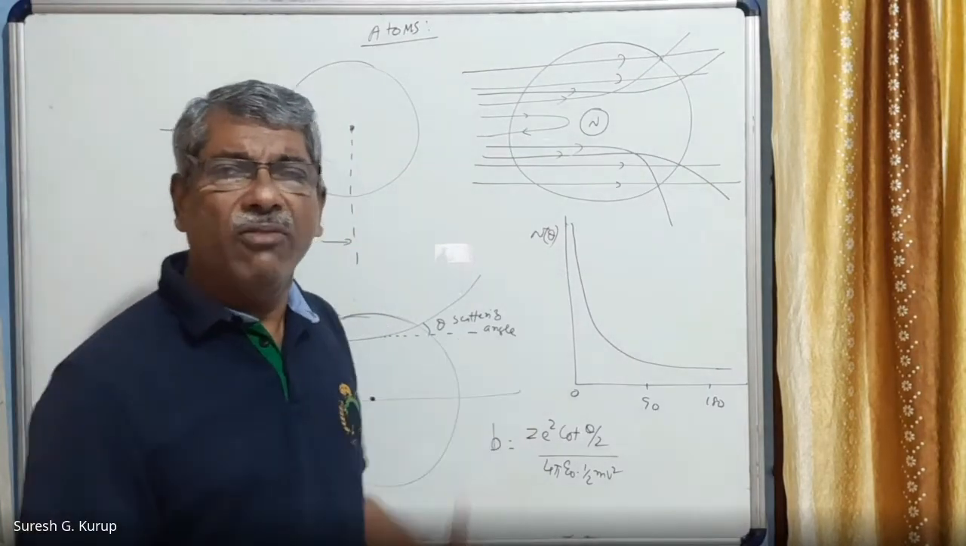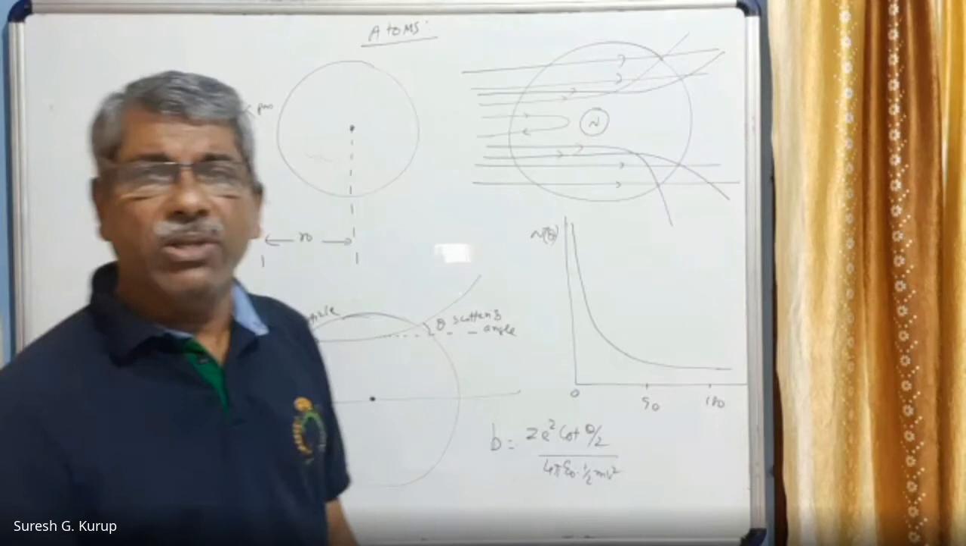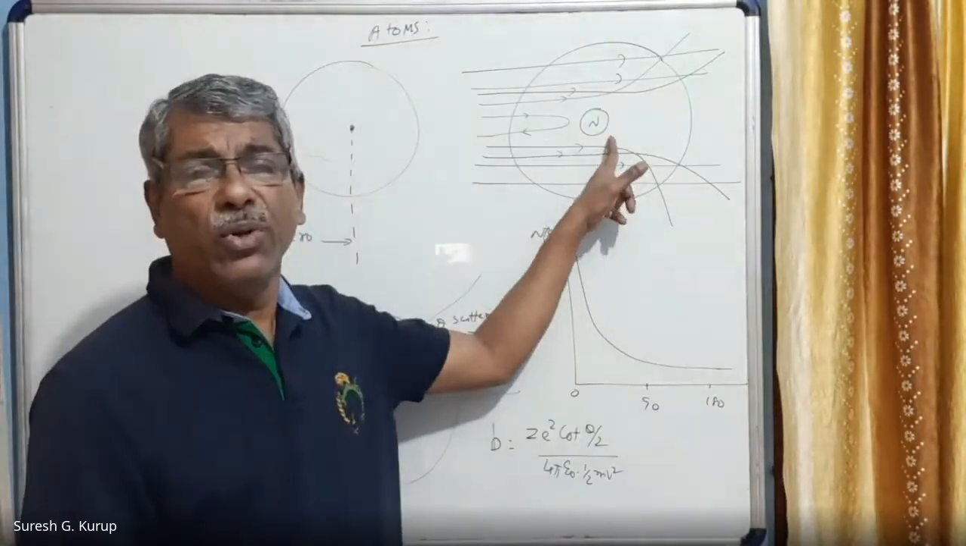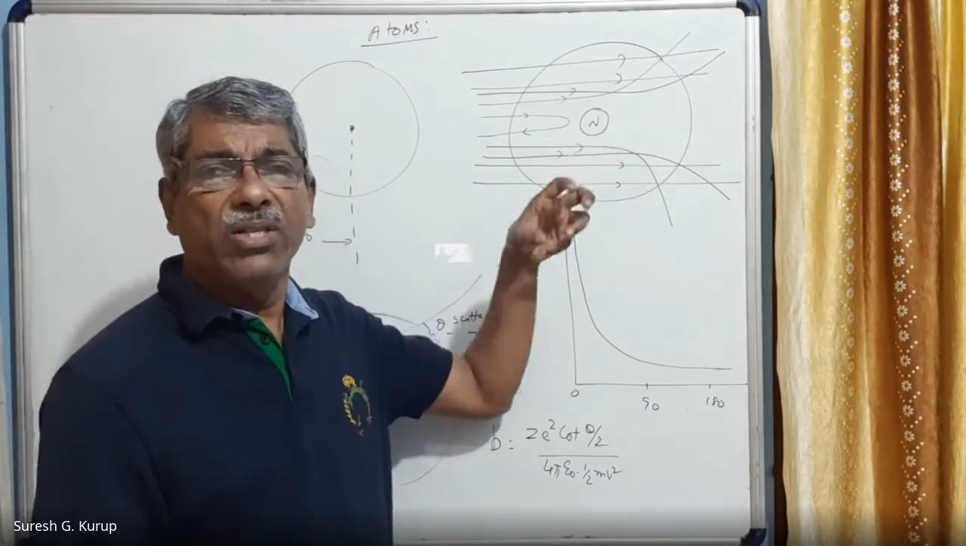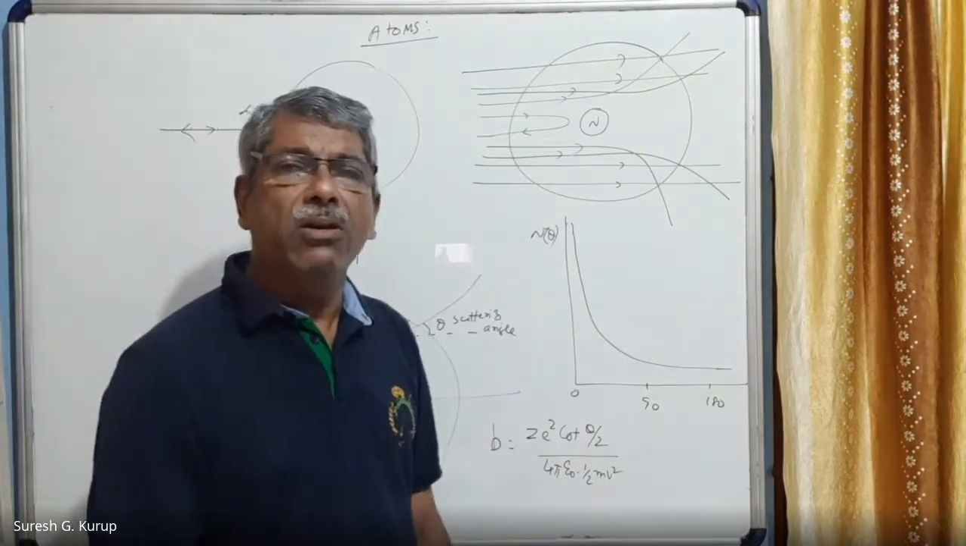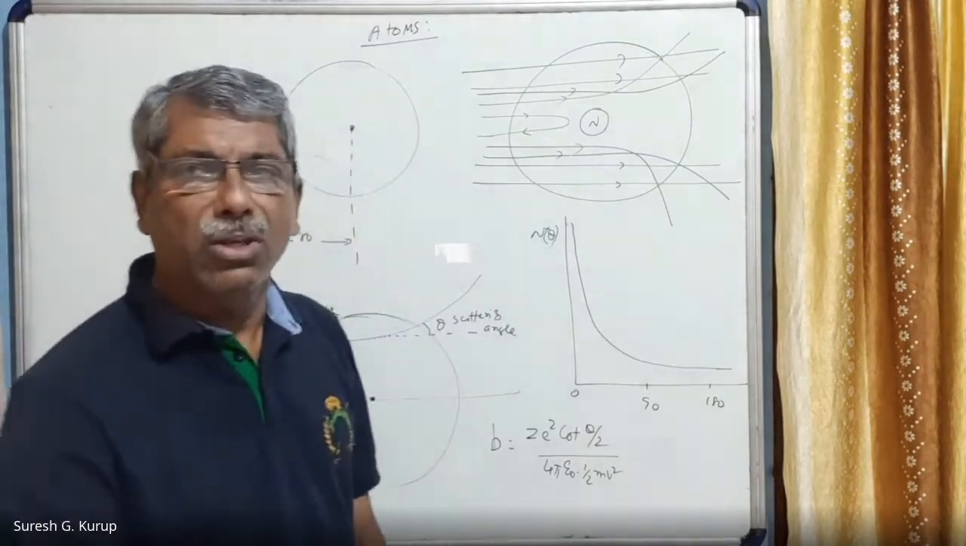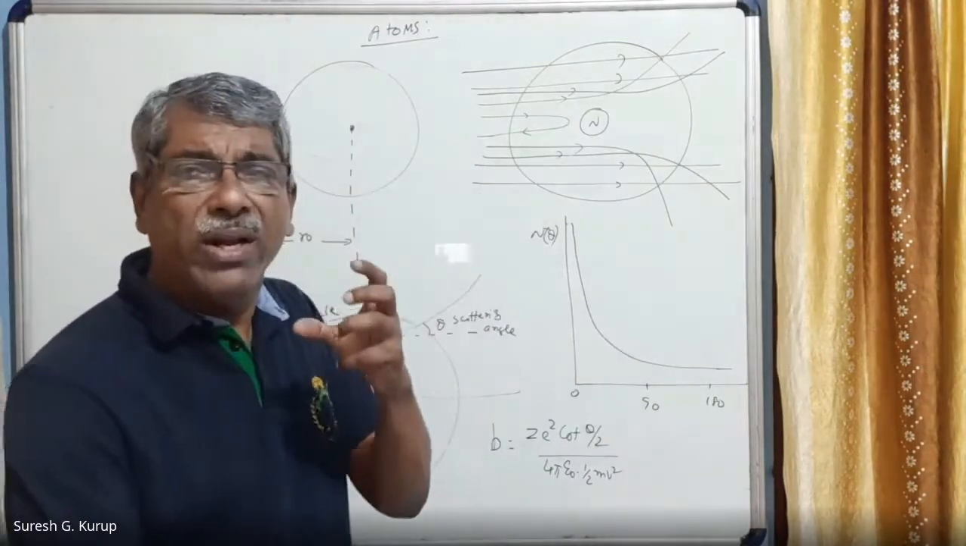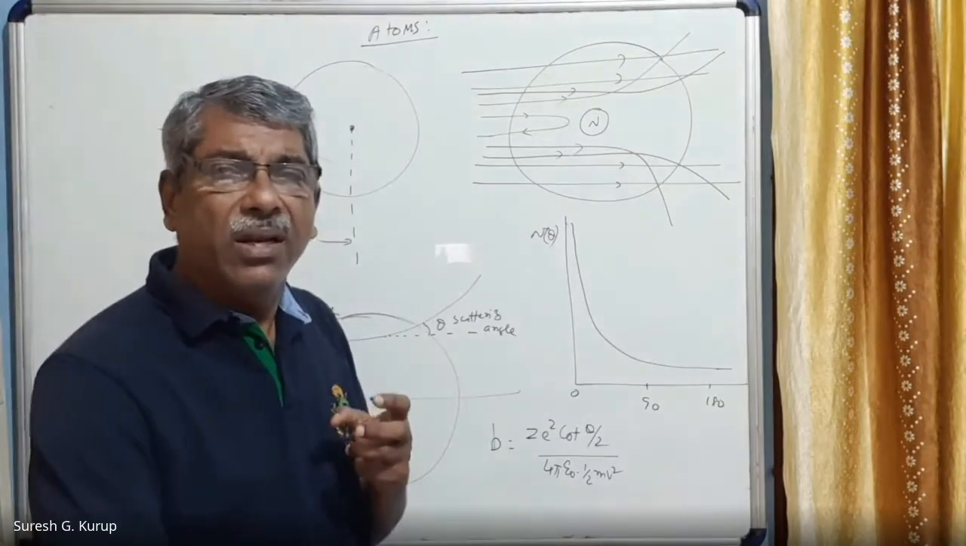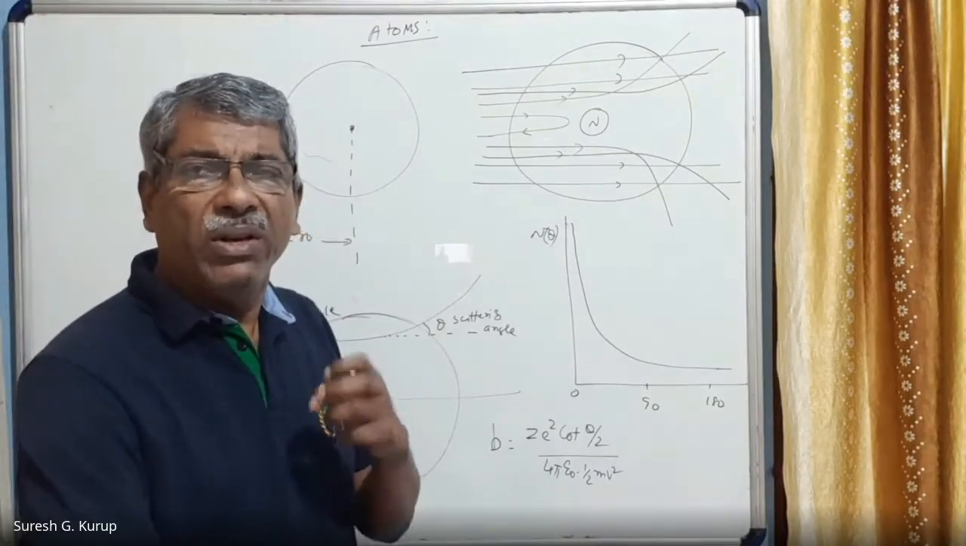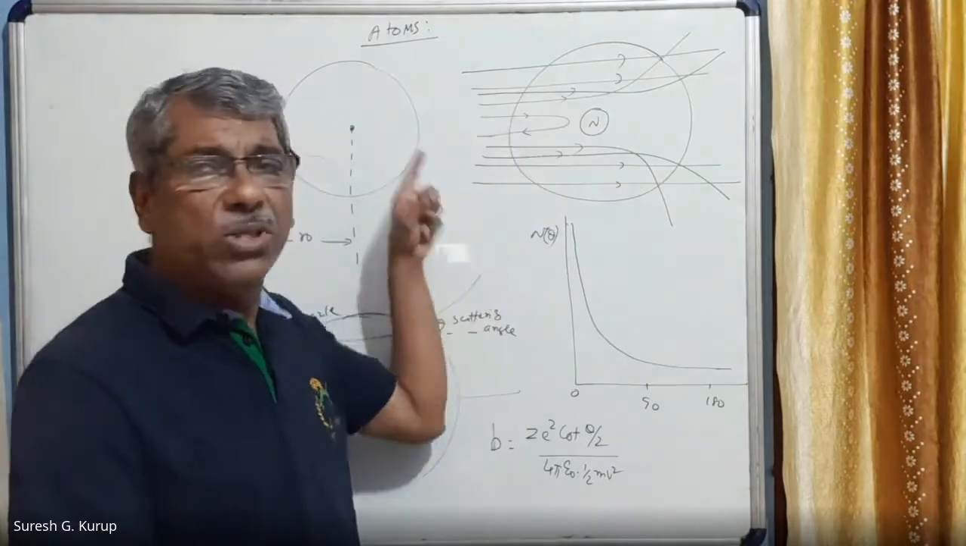Because alpha particles are positively charged, and the nucleus is also positively charged. As I said, the nucleus is a center core where the entire positive charge of the atom is concentrated. And it is very solid and also rigid. The central core of the atom is very rigid, and so the alpha particle goes and comes back.